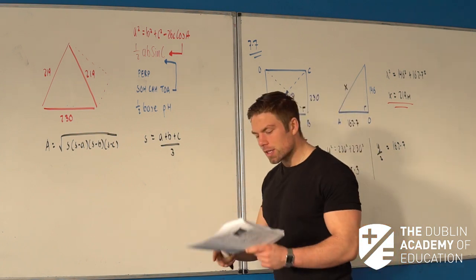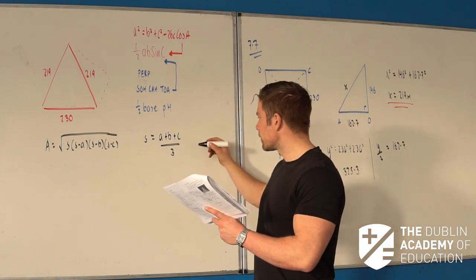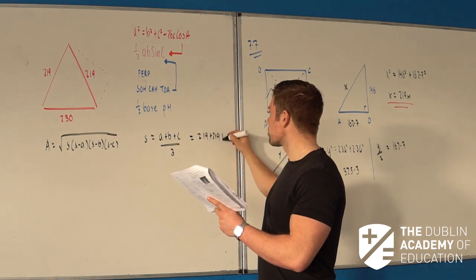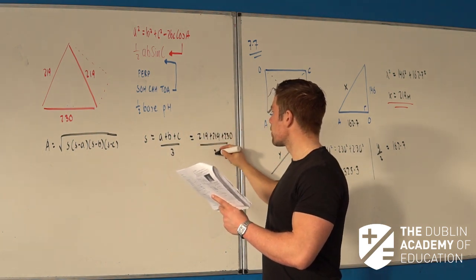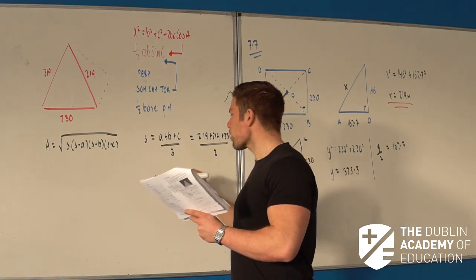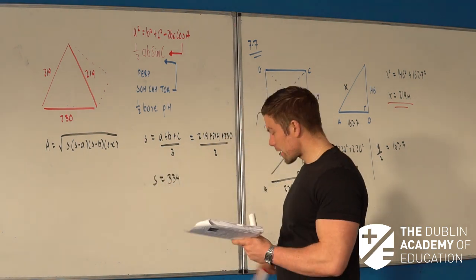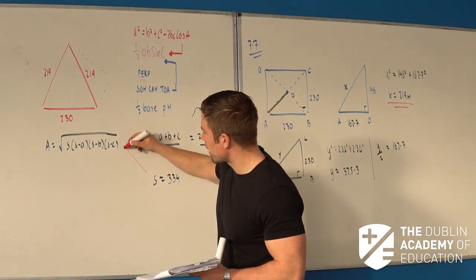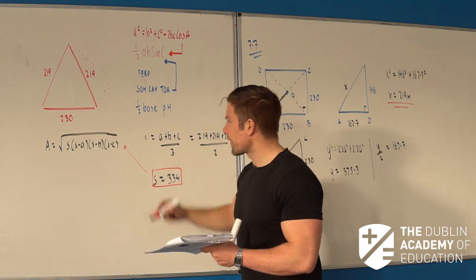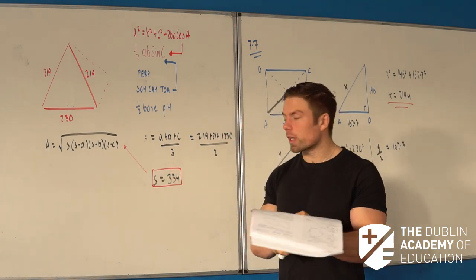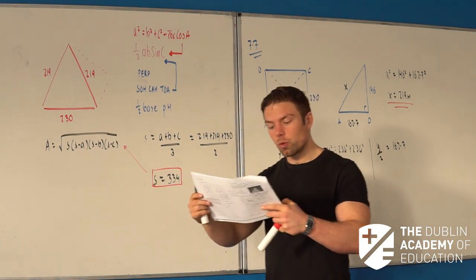So if I find S now, that's equal to 219 plus 219 plus 230 over 2. So I found that S is 334. If I take that S and sub it in here along with A, B, and C, that's going to give me the area of the triangle. I know they're big numbers, but we're just putting that into our calculator. So in one calculation, we can actually get it.